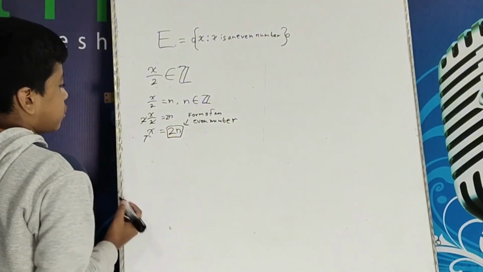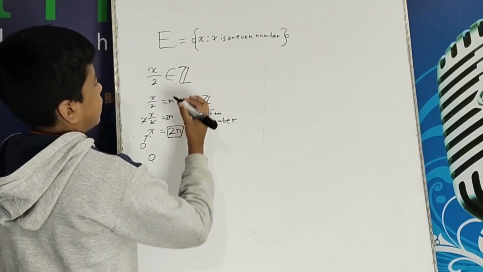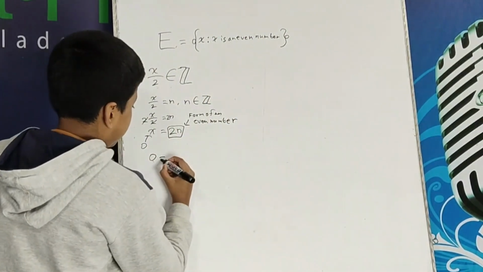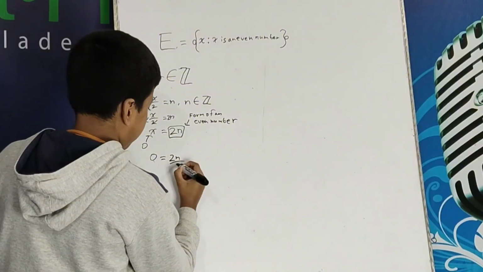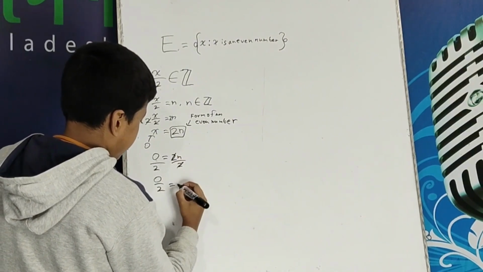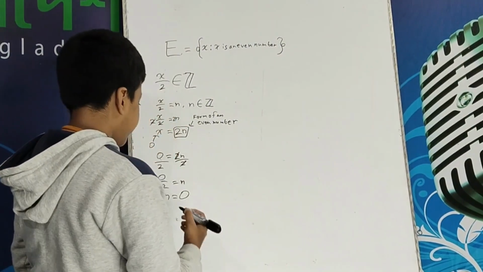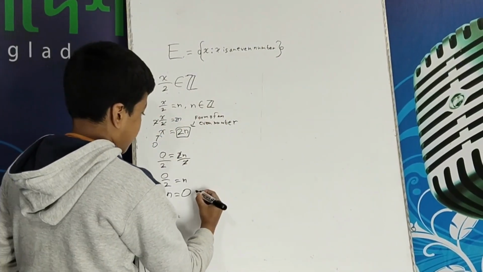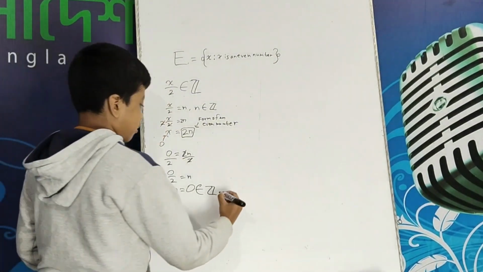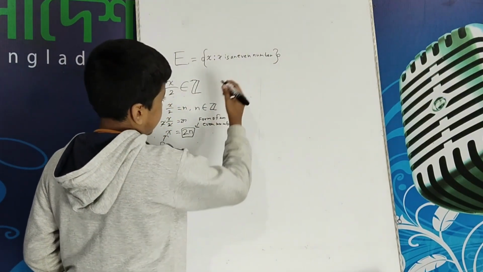But now what we do is, what about X equals 0? Because if N belongs to the integers, then we could prove that 0 is an even number. So, 0 equals 2N. Let's divide both sides by 2. We get 0 over 2 equals N. 0 over 2 is just 0, which means N equals 0. Now, 0 does belong to the integers, okay? So, we have officially proved that 0 is an even number.